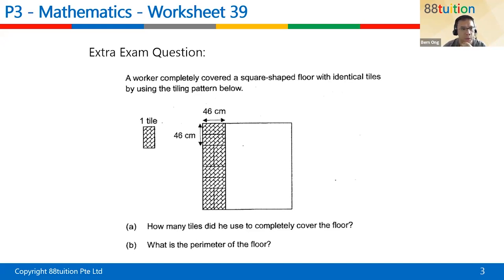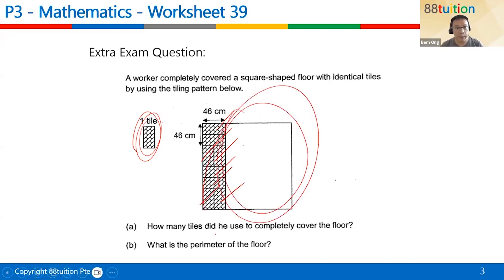Shiloh, how come your answer for the first one and Lavanya's are the same? Let me see. How many tiles did he use to completely cover the floor? How can it only be 8 tiles, children? This is considered one tile. You want to cover the entire floor. How can it be only 8? This is 1, 2, 3, 4, 5, 6, 7, 8, right? Yeah, but you need the entire floor.